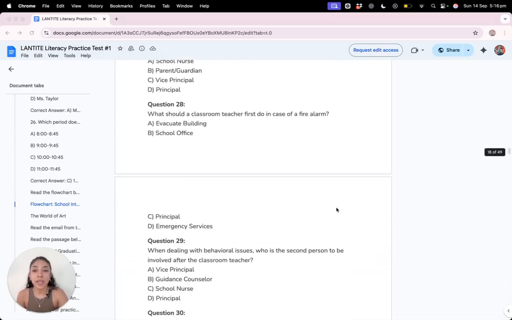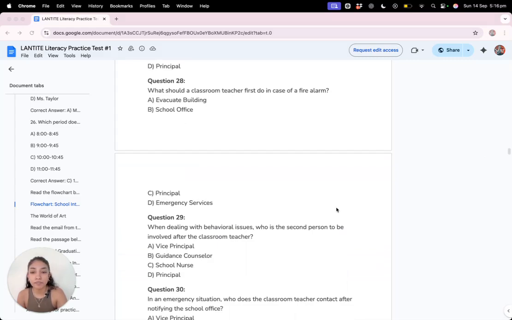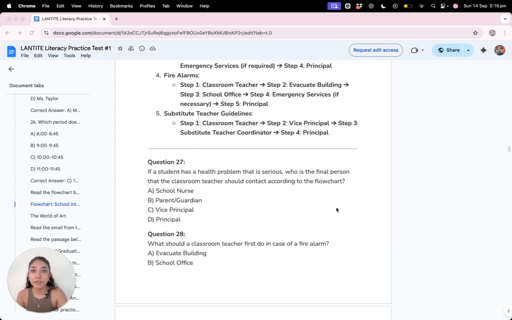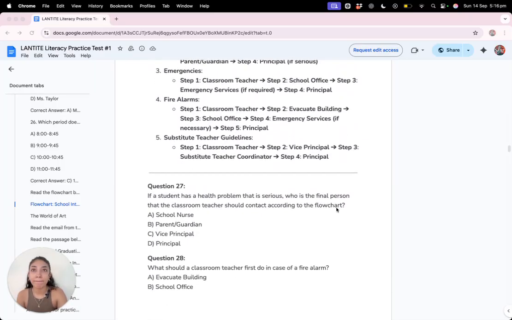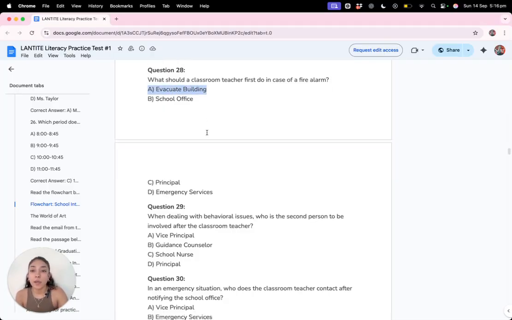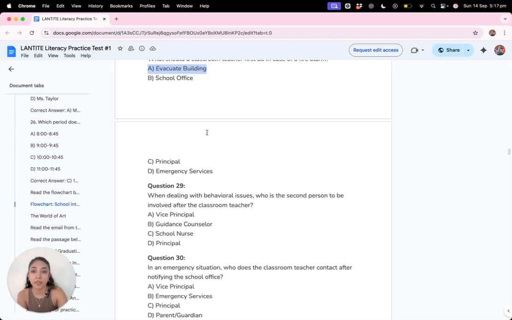So question 28, what should a classroom teacher first do in case of a fire alarm? Okay, looking at the information above, it is evacuate the building. Okay, as soon as there's a fire, you evacuate the building. Now, answer A. Okay, so that's what the flow chart specifies, that for a fire alarm situation, the teacher evacuates the building.